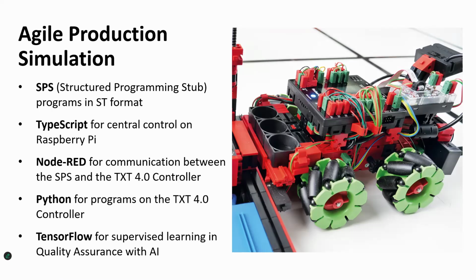Software used on the APS model includes PLC programs in structured text, which are for the PLCs. There is TypeScript for central control of the Raspberry Pi, Node-RED for communication between the PLCs and the Fischertechnik TXT 4.0 controller. There's Python for programs on the TXT 4.0 controllers, and TensorFlow is used for supervised learning and quality assurance with AI in the quality assurance module.